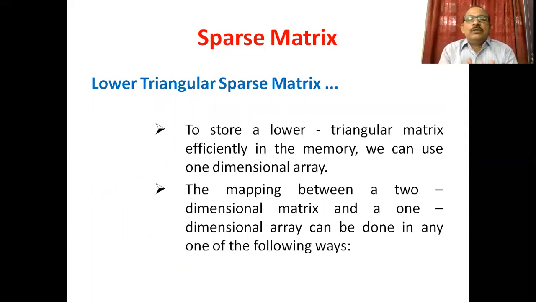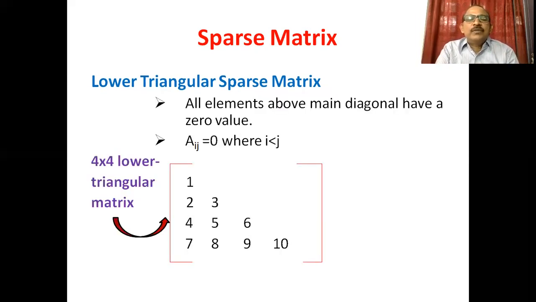To store a lower triangular matrix efficiently in the memory, we can use a one-dimensional array. The mapping between the two-dimensional matrix and a one-dimensional array can be done in any one of the following ways: row-wise mapping and column-wise mapping. In row-wise mapping, we will first store all elements of the first row, that is 1. Next, we will store all elements of the second row, that is 2, 3. Next, we will store all elements of the next row, that is 4, 5, 6 and so on.